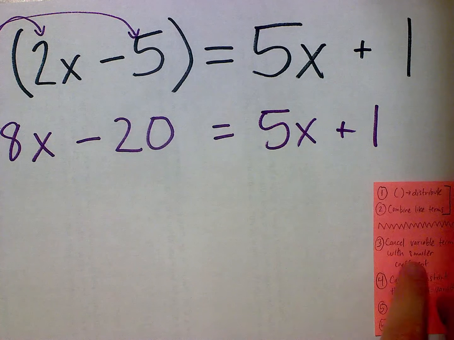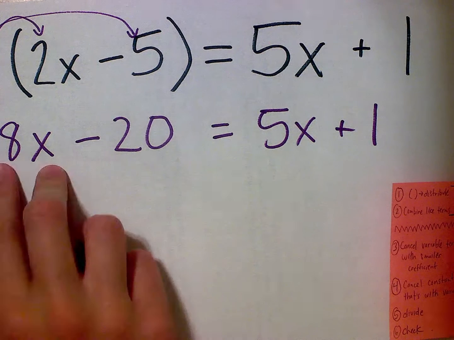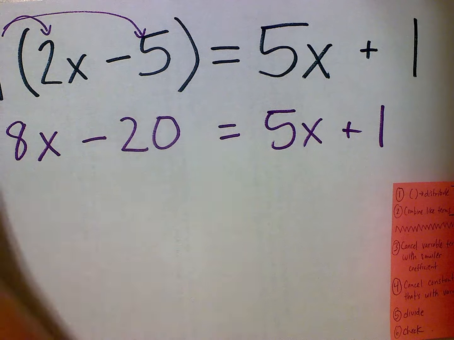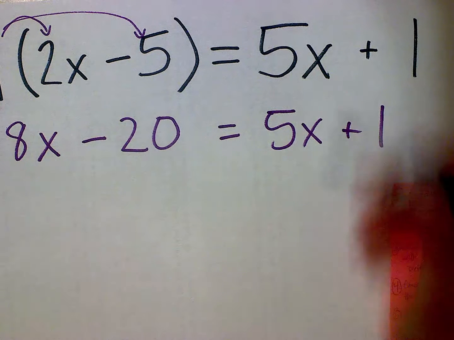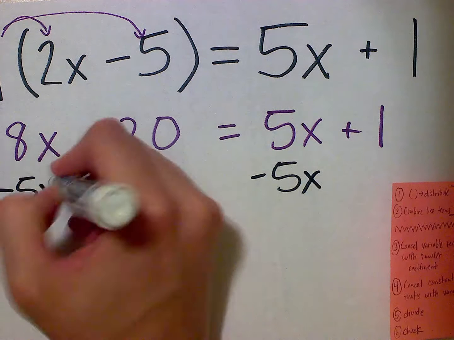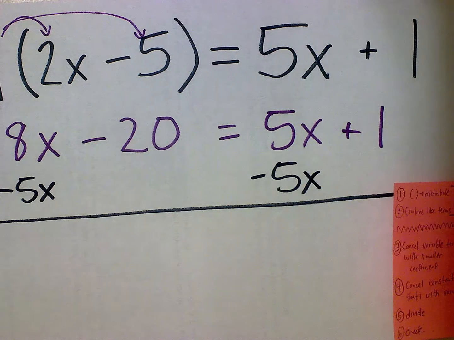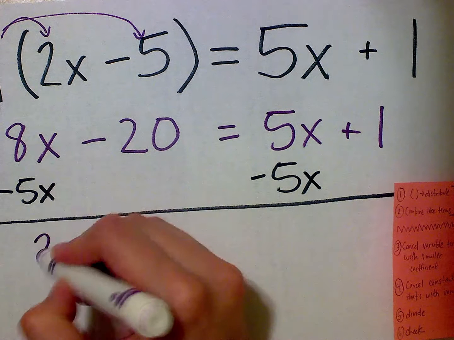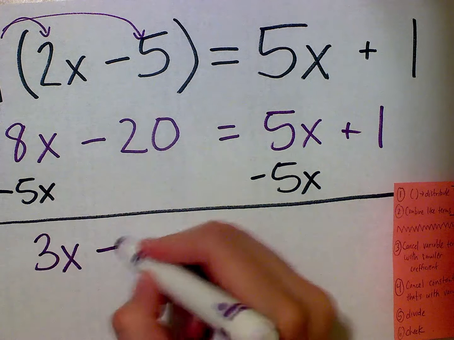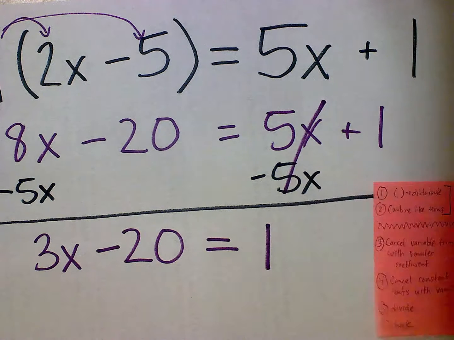So next, cancel variable term with the smaller coefficient. So variable term, I have 8x and 5x. Which coefficient is smaller? Well, the 5 is, so I'm going to subtract 5x from both sides. And I get 3x minus 20 equals 1. Okay, good.